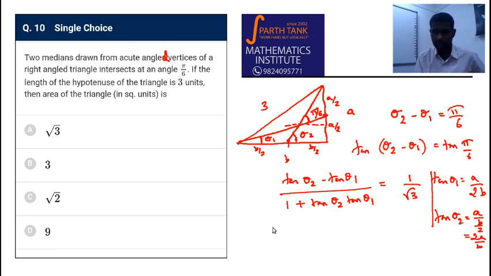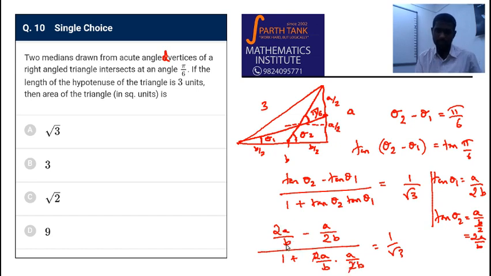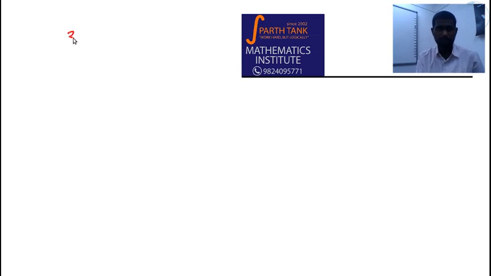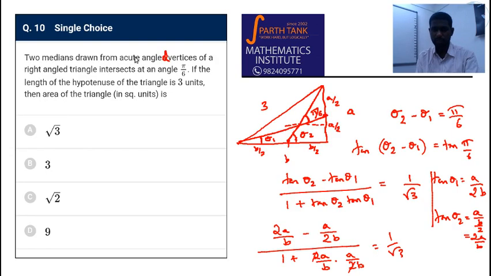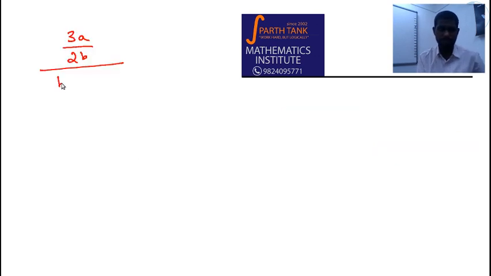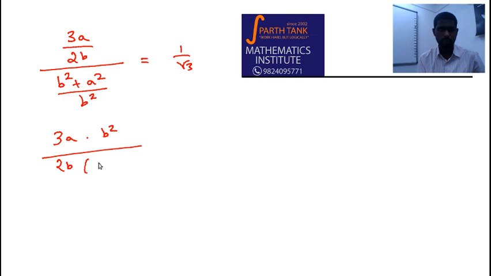Substitute them here. I get (2a/b - a/2b)/(1 + (2a/b)(a/2b)) = 1/root 3. Now this 2 and 2 are gone. Here, after taking the LCM it is 2b, so multiply by 2, this is 4a, 4a minus a is 3a, so I get 3a by 2b, and in the denominator I get 1 plus a squared by b squared, which after LCM is (b squared plus a squared) by b squared, equal to 1 upon root 3. Now let us take everything to the numerator. This becomes 3a into b squared by 2b into (a squared plus b squared), with the b gone.